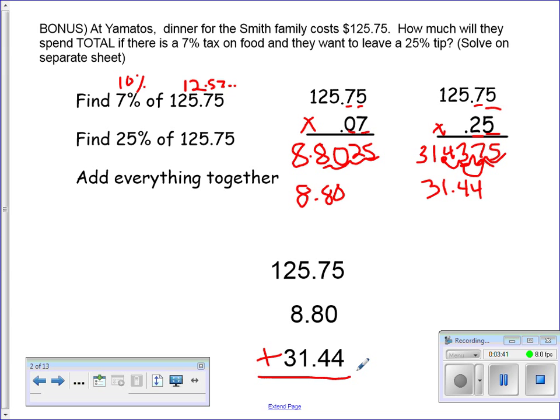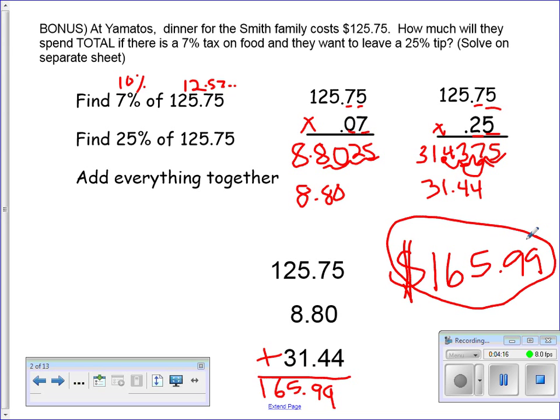I'm going to use a calculator quickly to save some time, but obviously on your test you should know how to add. Okay, so when I add everything up, we get $165.99. I gave you some points if you were a few pennies off or if you were close to it. So that was the bonus, and that's how you would find the answer. Congratulations to those of you who got that.